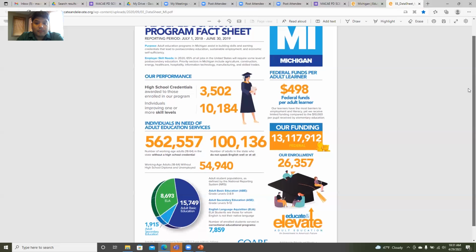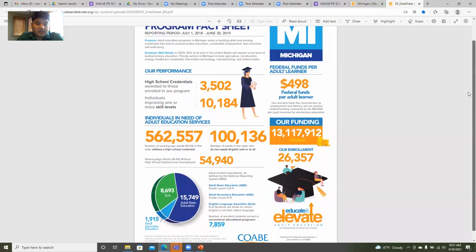So we really have a high need within our state, over 500,000 adults without a high school credential, considered, and I say this in air quotes because I think we have to offer educational opportunities for all, but the working age has been classified as 18 to 64 without a high school credential.